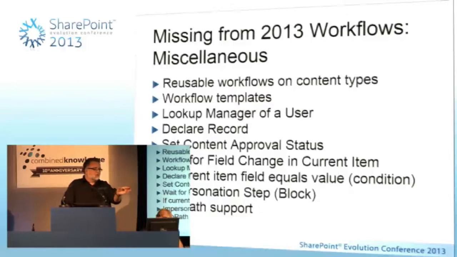Waiting for a field to change in the current item, or checking to see if a field in an item equals a value as opposed to fetching it in advance and then making a comparison. If you want to impersonate the designer of the workflow, the new way of app permissions is great, but you're pretty much jumping from the intersection, not the union, the intersection of the app, the workflow's permissions, and the instantiator's permissions, the person starting the workflow.